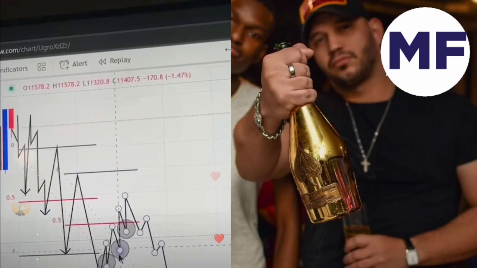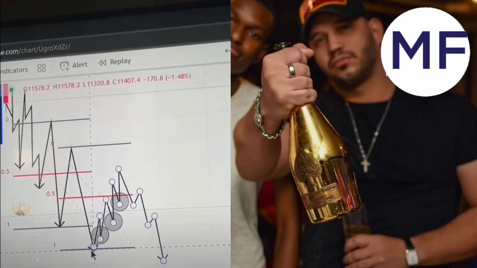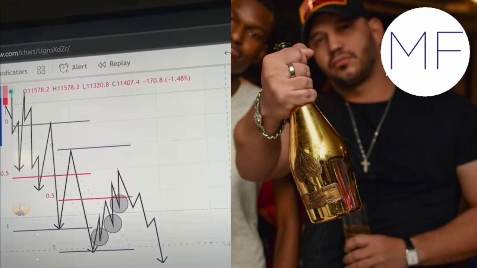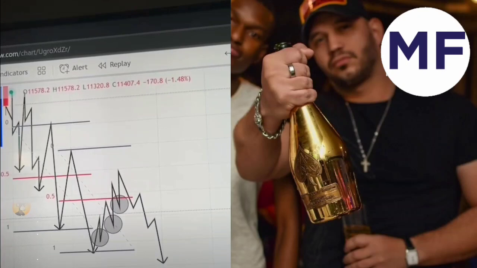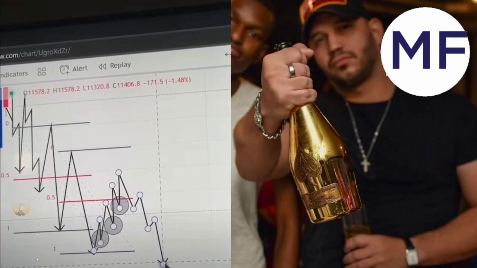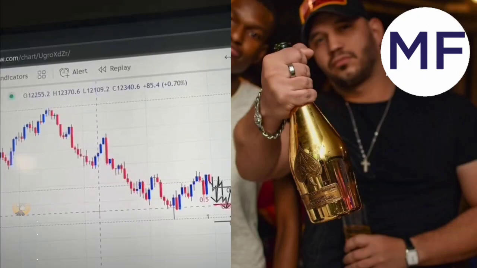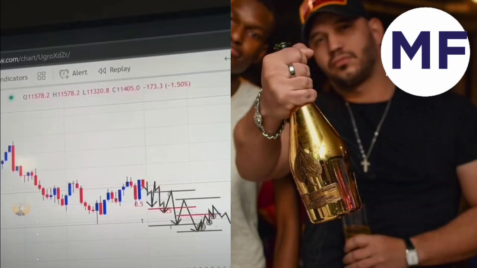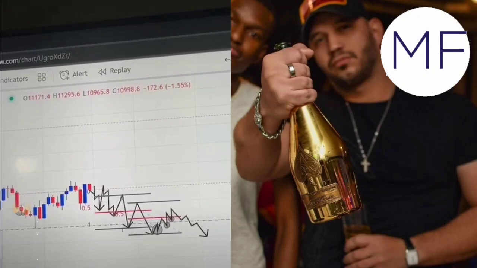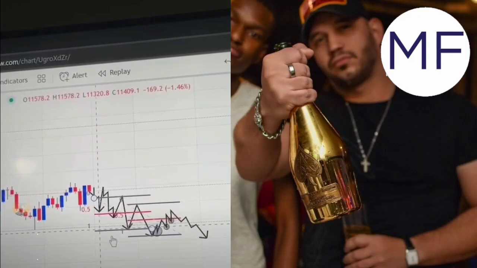But we could all see that we had a major break in structure. So why the hell would we be buying a market when the market is clearly selling? We are clearly making lower highs and lower lows. That's clearly what we're doing. We have a break of structure over here, a break over here, a break over here, a break over here, a break over here.